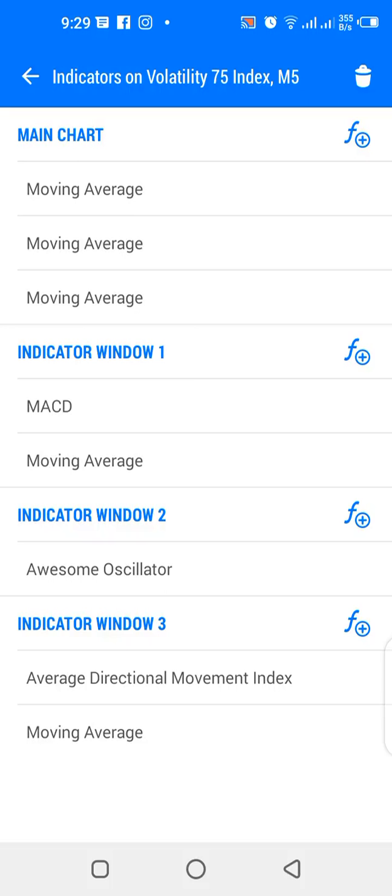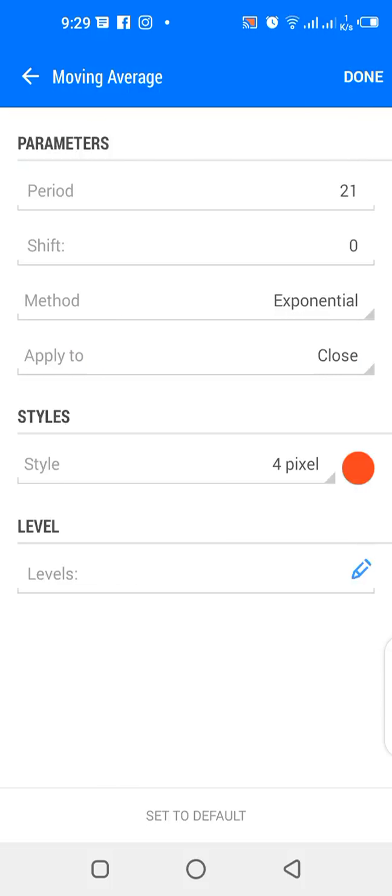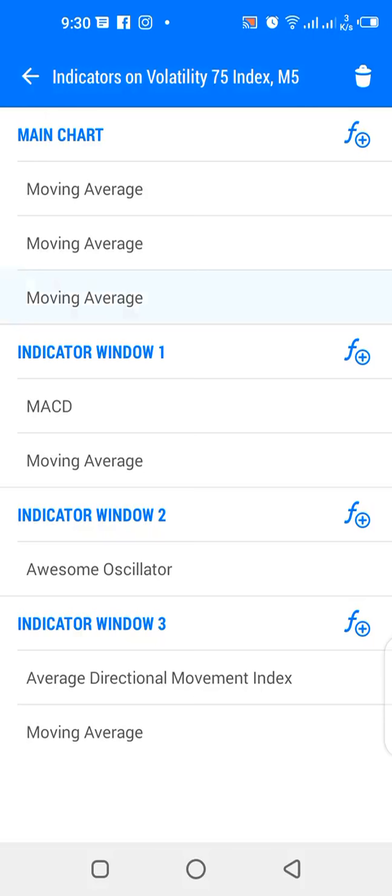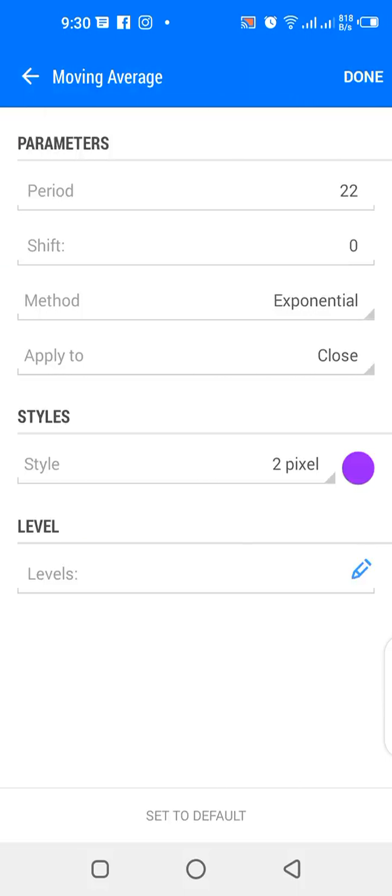Okay, we have the main chart. We have 3 moving averages. We have a 21 period, shift is 0, method is exponential, apply to close, color is red. And the second moving average, 23 period, exponential, apply to close, color is navy blue. Then 22 period, exponential, close, color is purple.